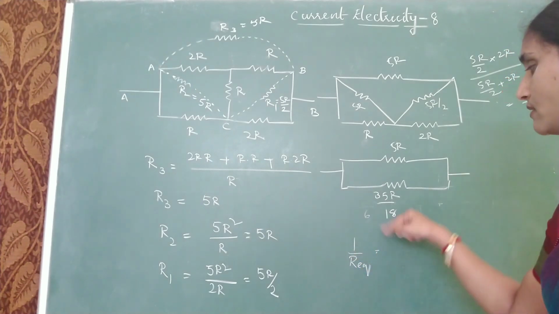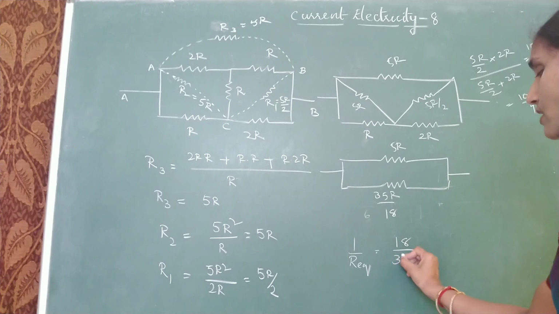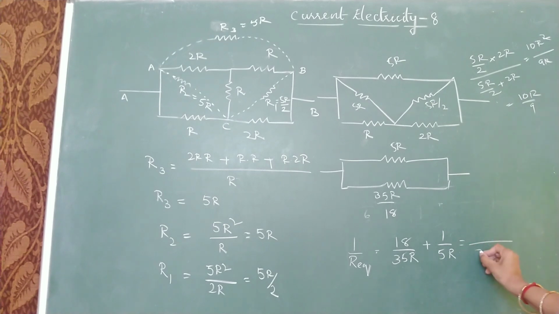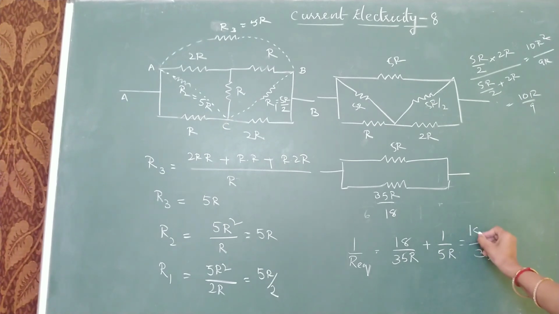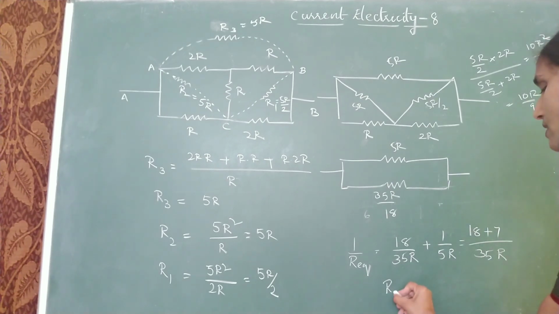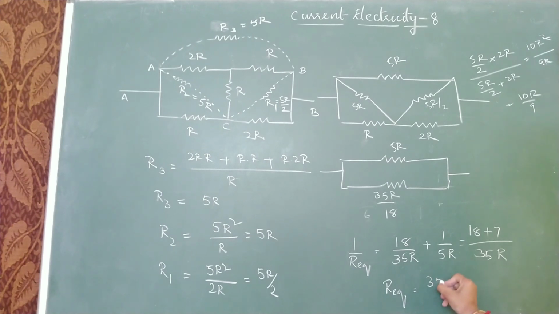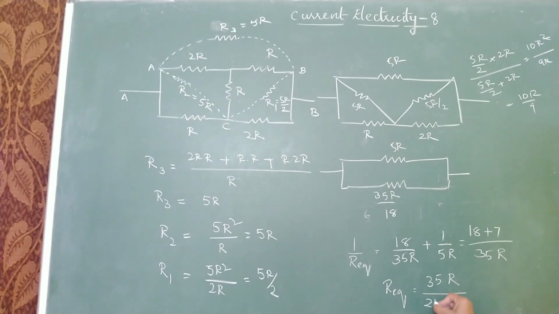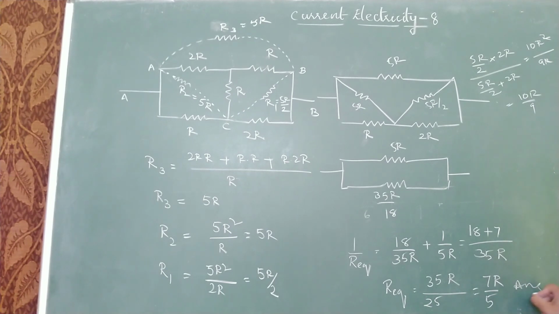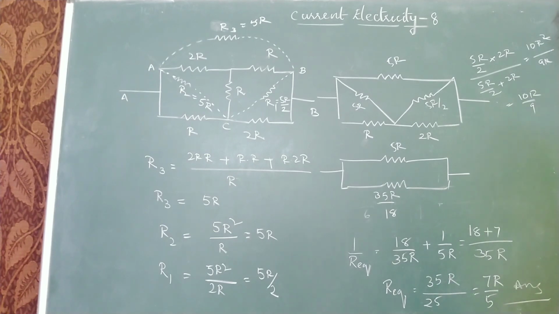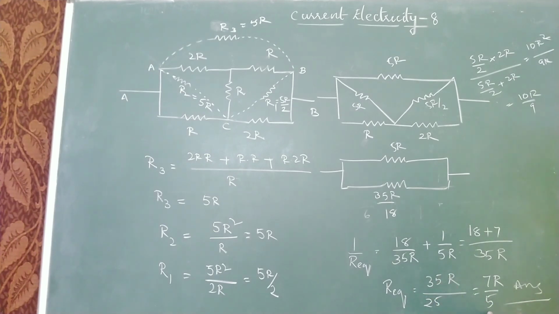1 by R equivalent, reverse the fraction: 18 by 35R plus 1 by 5R. Take LCM, 35R. 18 plus 7, so R equivalent should be 35 into R divided by, add them, is it 25? Okay, 5 sevens, 5 fives. So what should your answer be? 7R divided by 5. So this is how you can get the answer in case of equivalent resistance.